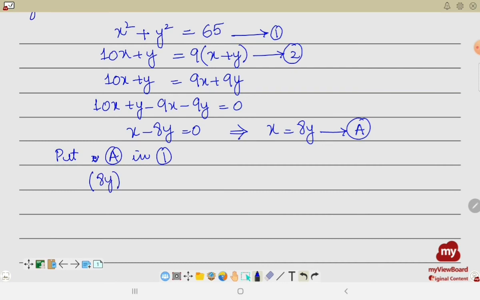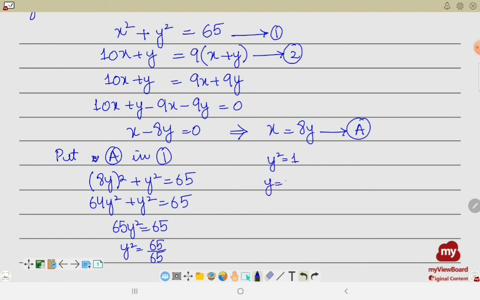It will become (8y) whole squared plus y squared is equal to 65. It will be 64y squared plus y squared is equal to 65. 65y squared is equal to 65, and y squared is equal to 65 over 65, and it will become y squared is equal to 1, and y is equal to plus minus 1, right? Now we are going to consider only positive 1. Why? Because it was a positive integral number. So now we have sorted out the value of y. We'll insert this value in this equation, and we'll get x is equal to 8 into 1, and x is equal to 8. So we got two values.